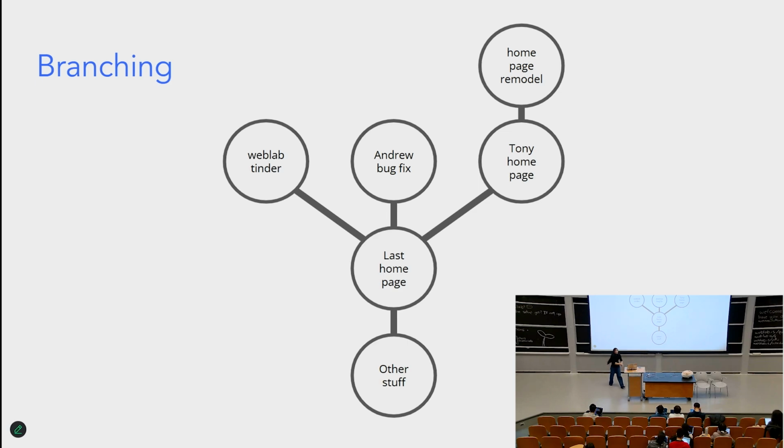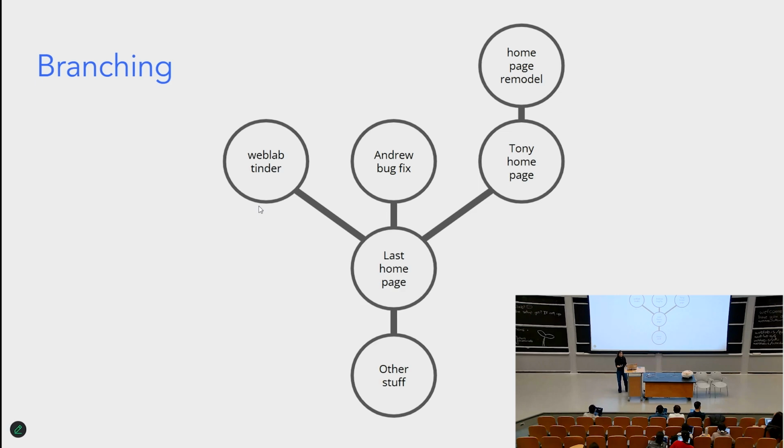In order for Tony to work on all of these different things simultaneously, he can branch off. So let's say that this is the last working version of our homepage. That's the standard one that everyone's using right now. Then he's branching off from that and making changes to make his new homepage. But when he wants to fix this bug for Andrew, he's going to go back to the last working version of the homepage in Git and then start making new changes for his bug fix for Andrew. And then he can go back again and make new changes off of that for WebLab Tinder.